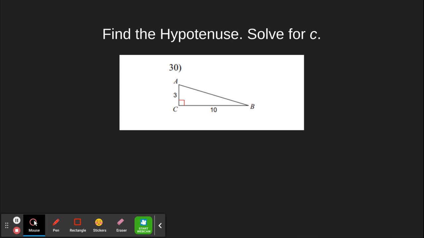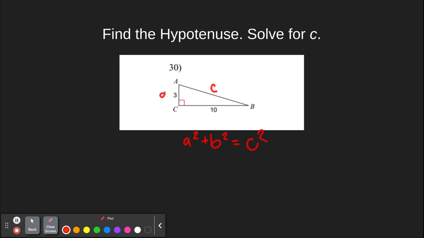So for this problem, we're going to find the hypotenuse, so c. As we recall, the formula is a squared plus b squared equals c squared. We just substitute in a equals 3 and 10 being b, and you get 3 squared plus 10 squared equals c squared. We'll just work that out. We'll get 9 plus 100 equals c squared, so 109 equals c squared.